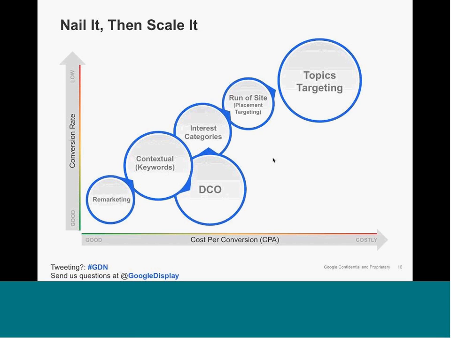That's when you turn to Display Campaign Optimizer, interest categories, run of site, and topics targeting to get even broader reach and volume. So this shows how a direct response advertiser might effectively scale where they find conversions while they still maintain that solid base of efficiency. The key is understanding what the next step will be and how it will perform relative to the other options you're using. Keep in mind that with each step, you'll get additional conversions, but at a different CPA.